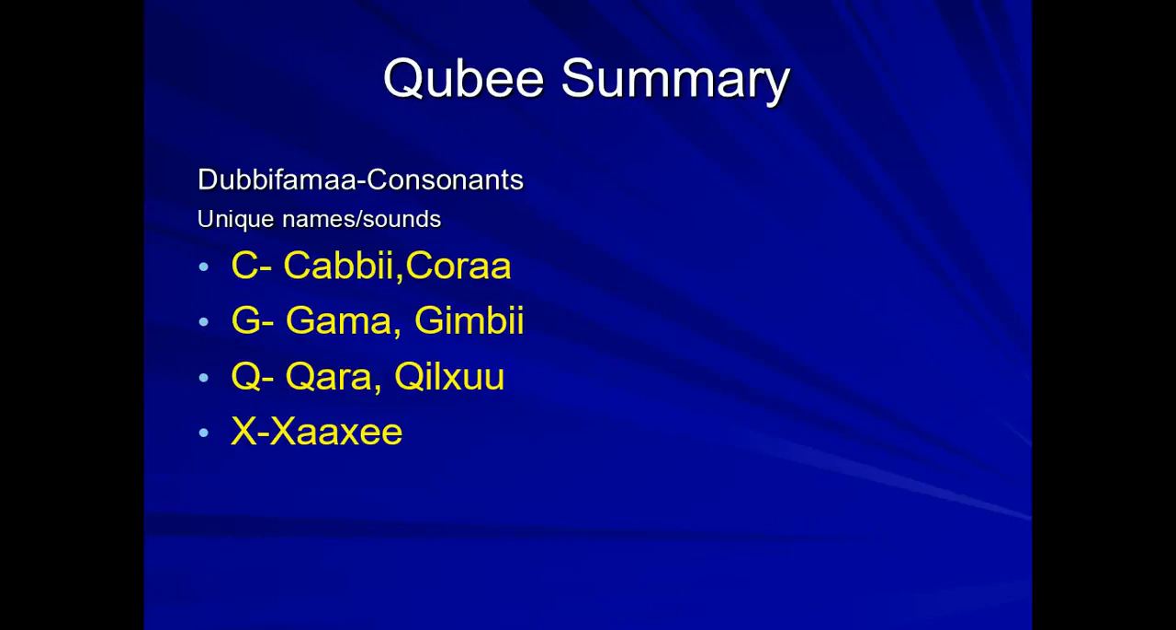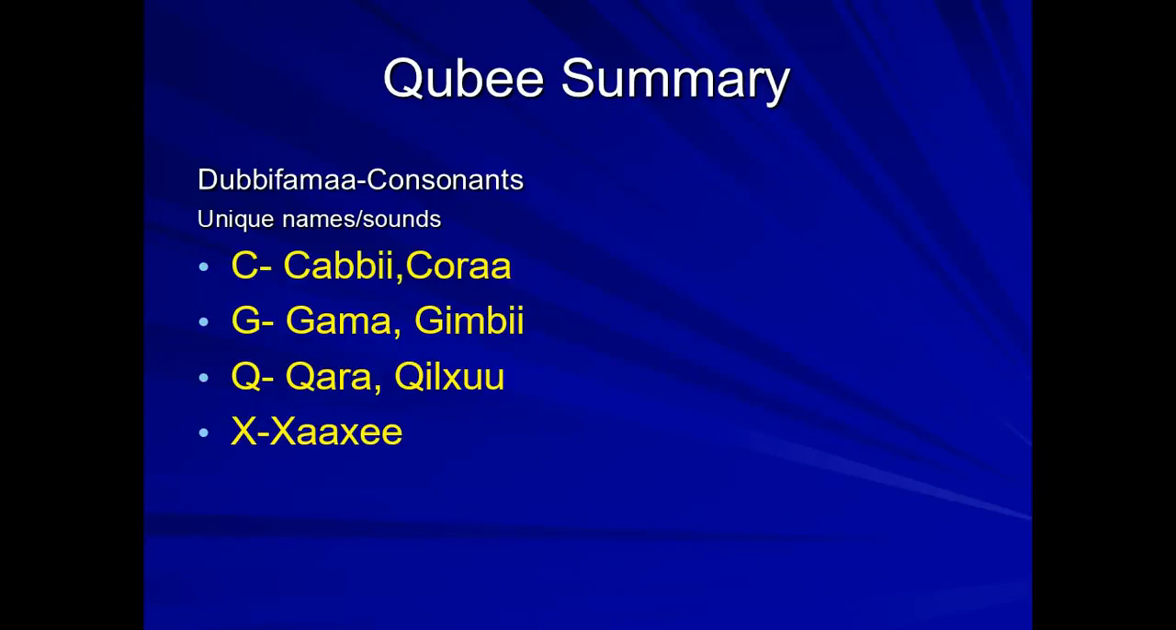In Oromo, for the sound G, we use J, not G. For example, in English, garage, as we have seen before, the same G is used as ga, and also as G. But in Oromo, it's not like that. It's always used for the ga sound: ga, gama, gambi, and so on.